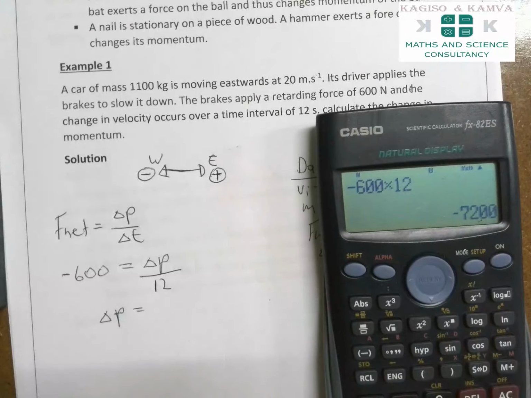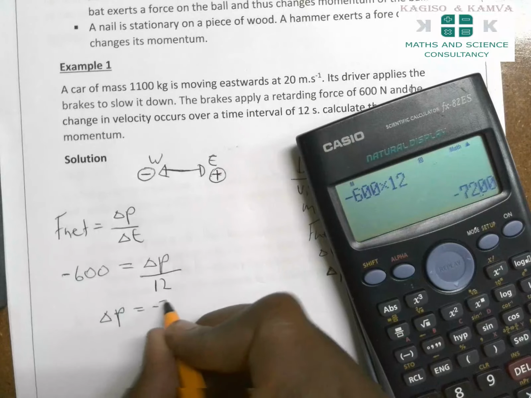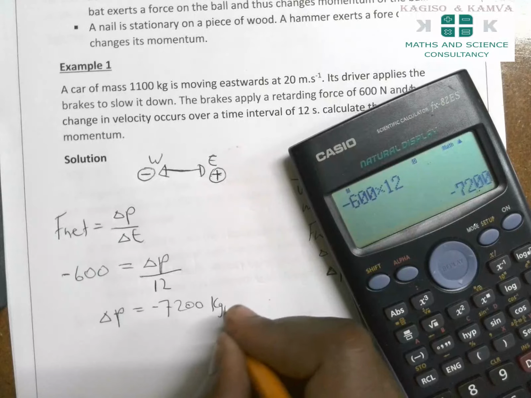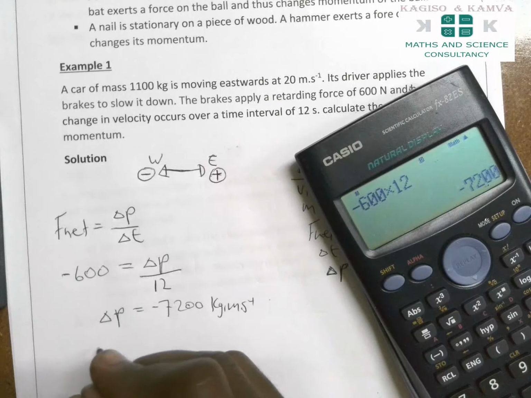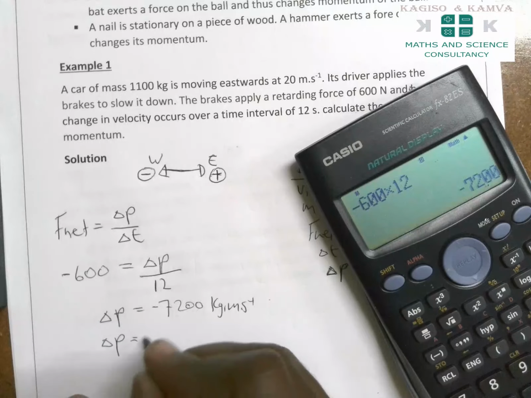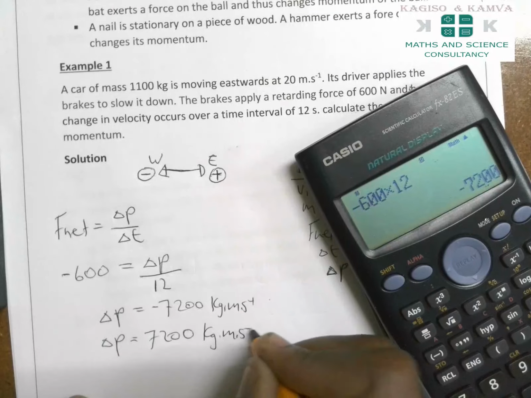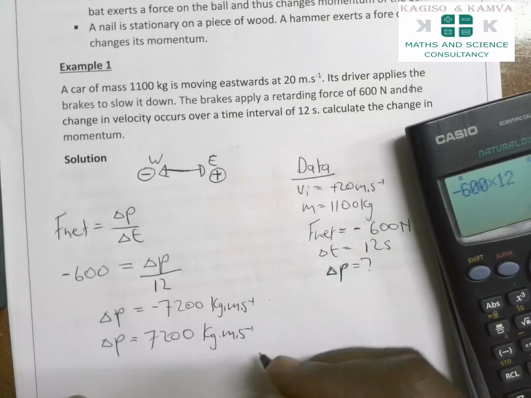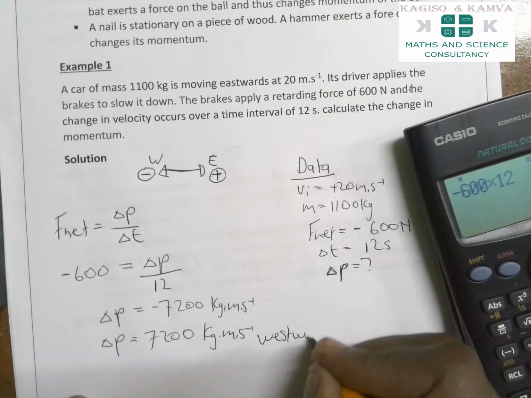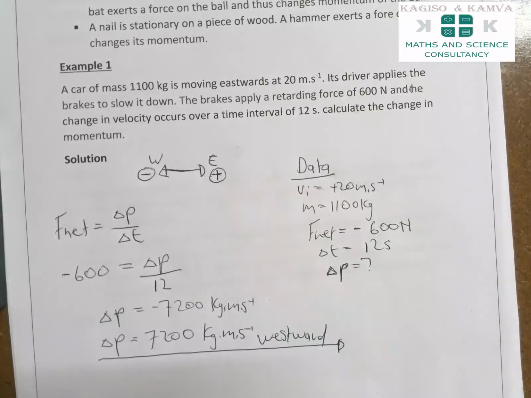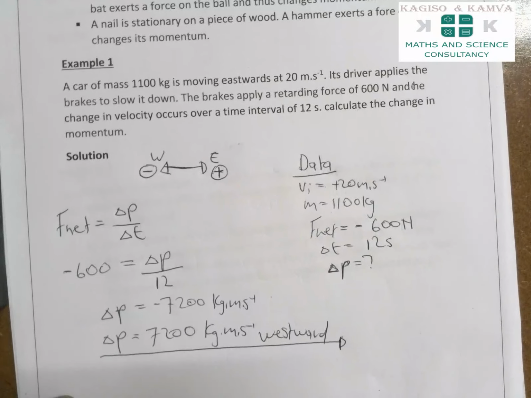This is going to be negative 7,200 kg meter per second. So the change in momentum is equal to negative 7,200 kg meter per second. In which direction? Westward, in the opposite direction, which is westward.